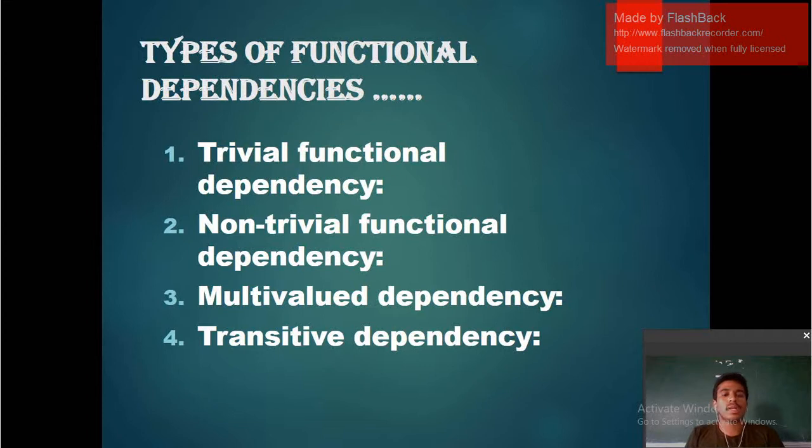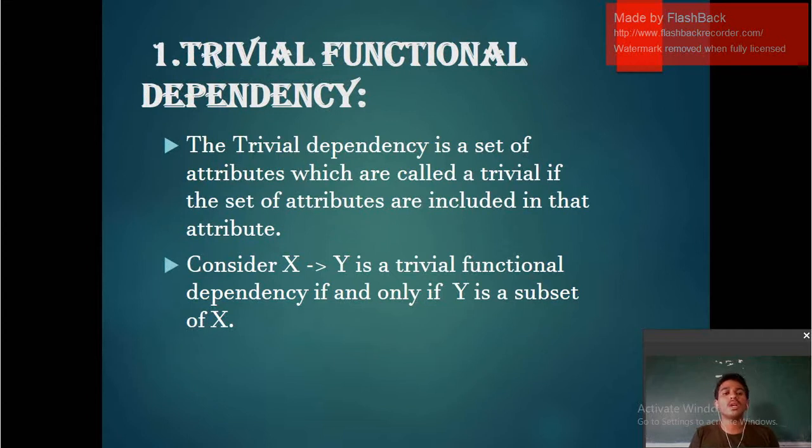So these are the types of functional dependency. We have four types of functional dependency. First is trivial, then non-trivial, multi-valued, and transitive dependencies. Let us see them one by one in detail, how they function and how these dependencies work in our tables or in our database structures.